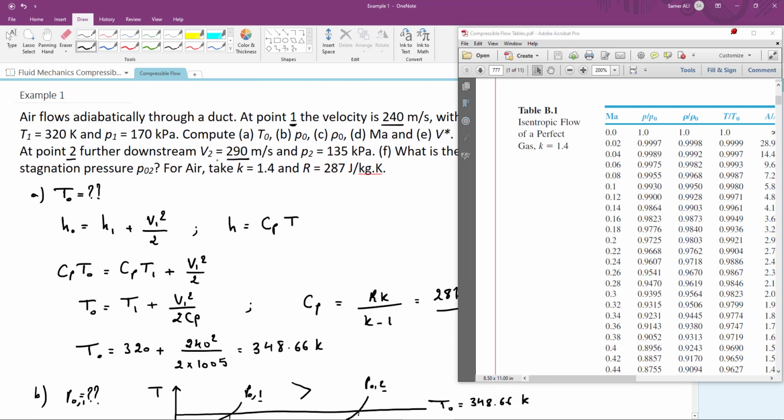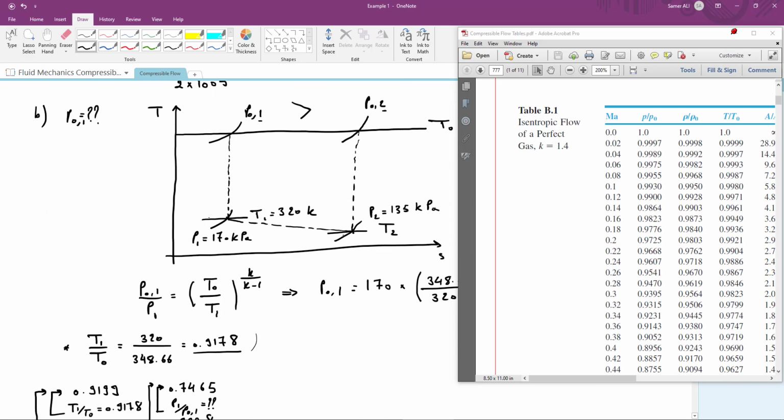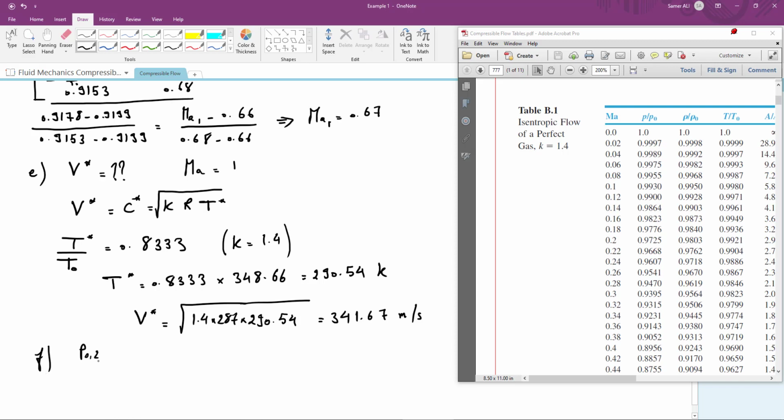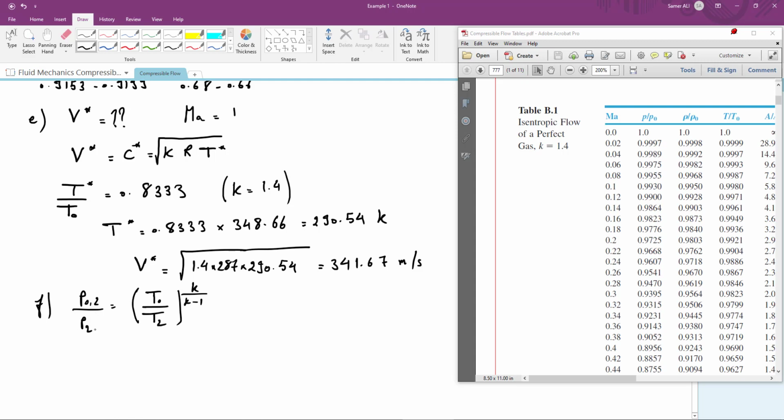At point 2, further downstream, the velocity will increase to 290 meters per second and the pressure will decrease to 135 kilopascal. What is the stagnation pressure P02? To find the stagnation pressure P02, we can imagine an isentropic process between state 2 and state naught 2, and apply the isentropic relationship: P02 over P2 is equal to T0 over T2 to power K over K minus 1. At this point, we know the pressure P2 and the temperature T0, the stagnation temperature will remain the same. T2, however, is not given. What is given is P2, which is 135, and the velocity V2. So we cannot find P02 without finding the temperature first.